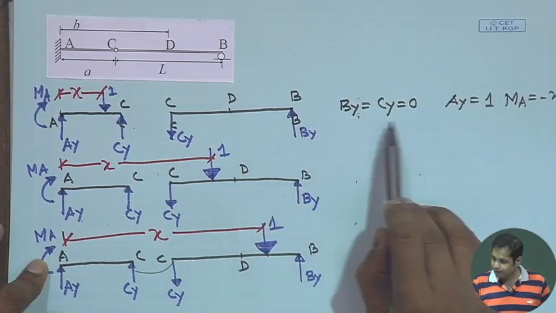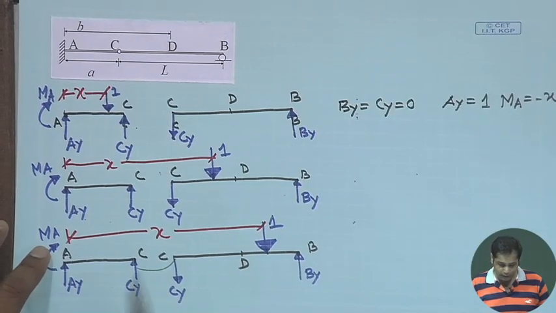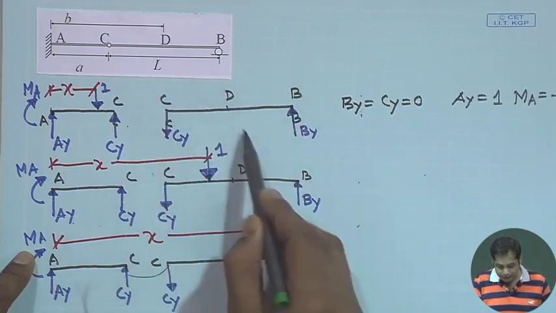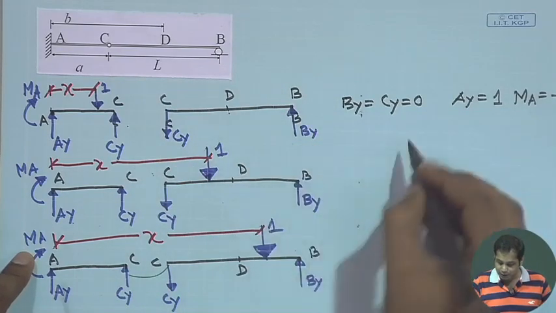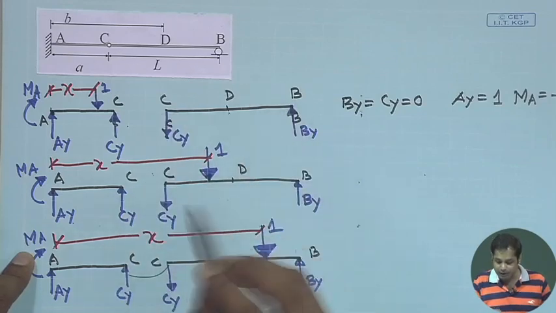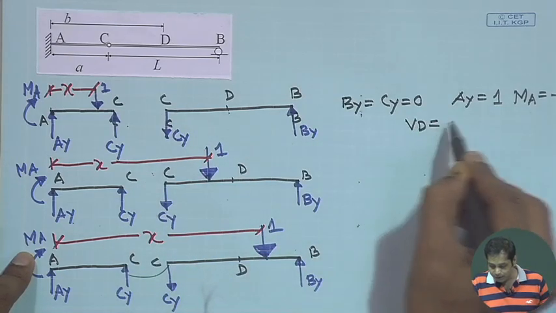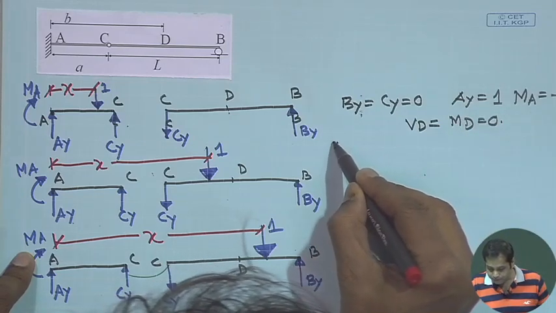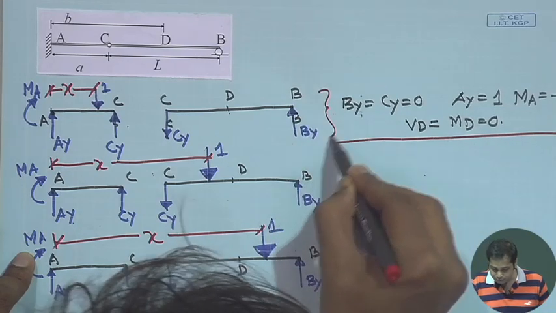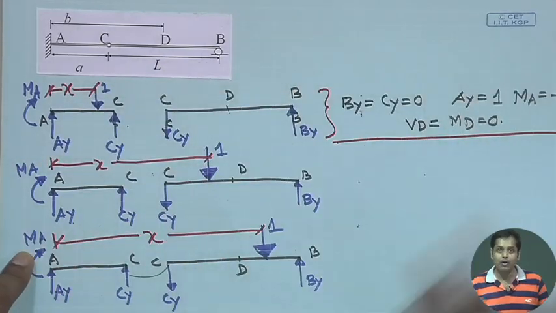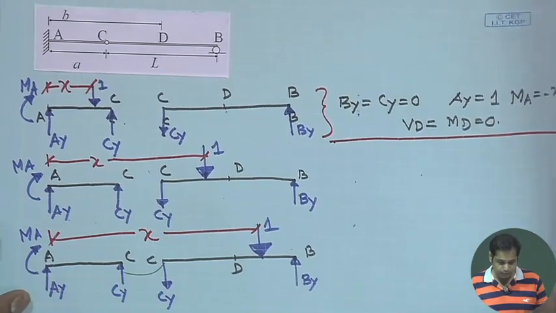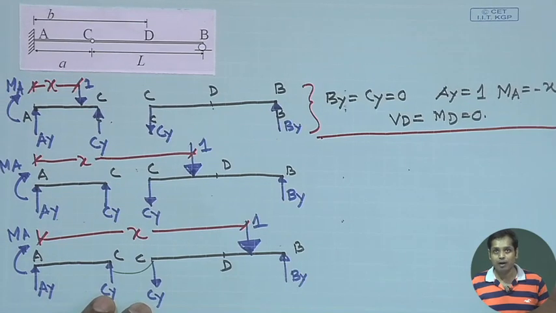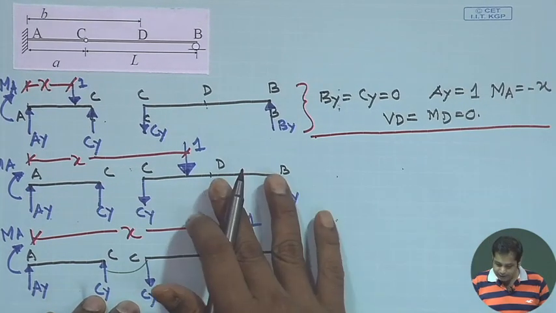Now, let us find out what is the shear force and bending moment at D. If you consider this free body diagram, the shear force at D will be 0. Because there is no load in between, Vd is equal to Md is equal to 0. So, this is for this part. From this free body diagram, we have these expressions.